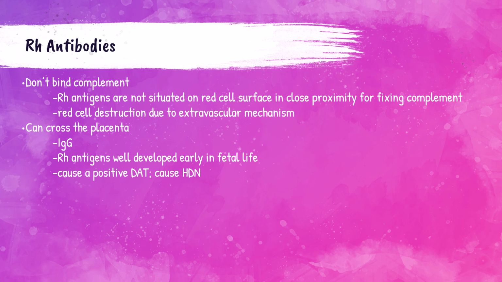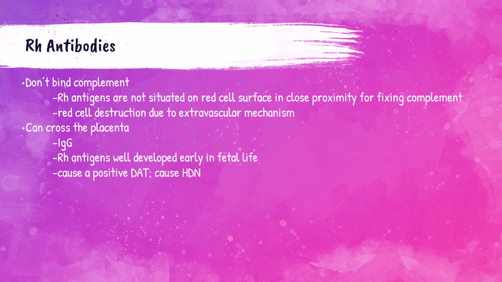Rh antibodies do not bind complement, so this means that it doesn't have the ability to activate the complement system, which is part of the immune system. Rh antigens are not fixed in the red blood cell surface in close proximity for binding complement, so that's why it does not. Most are IgG in class type, and this means they can cross the placenta.